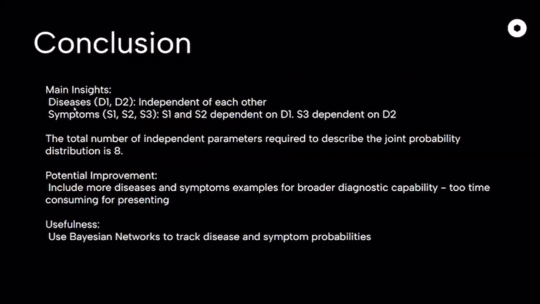So main insights: disease 1 and 2 do not depend on each other. Symptoms 1, 2, and 3 each depend on only one disease. The total number of independent parameters required to describe the joint probability distribution is 8. Potential improvements would be including more diseases and symptoms to broaden diagnostic capability. But since we're only allowed 5 minutes, it would take too much time including all that. And then the usefulness of Bayesian networks is to simply show things and visually show how they coordinate with each other and the probabilities that depend on each other.